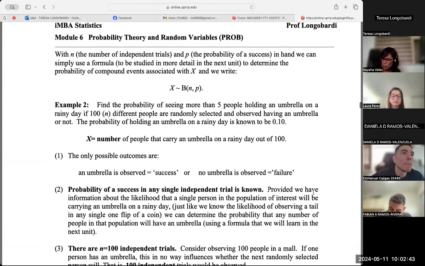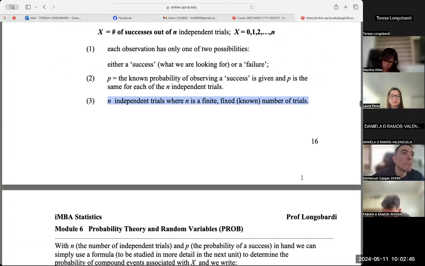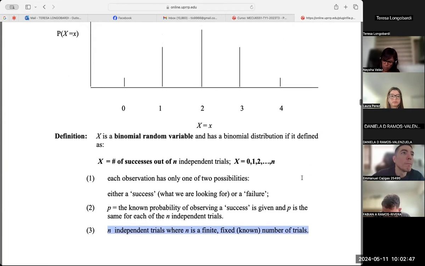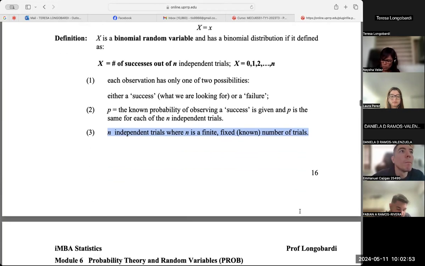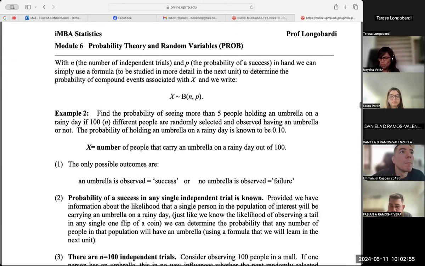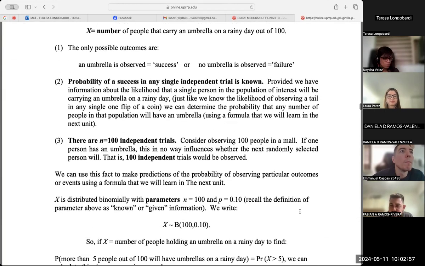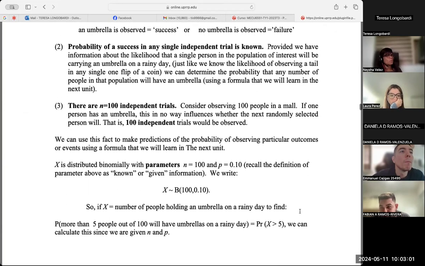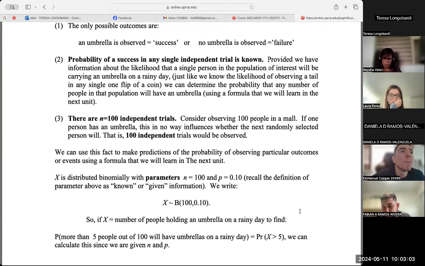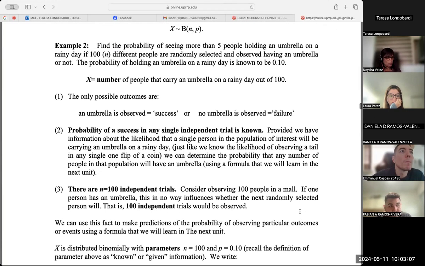And I give you some examples here to look at, but those are the 3 necessary criteria for a binomial scenario. I give you an example here. I will not do it. So what's the goal? The goal is to identify what's known as the parameters of this distribution.